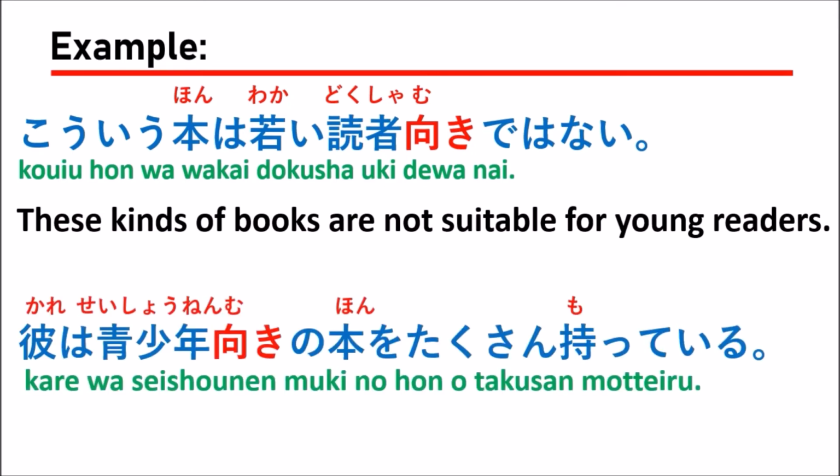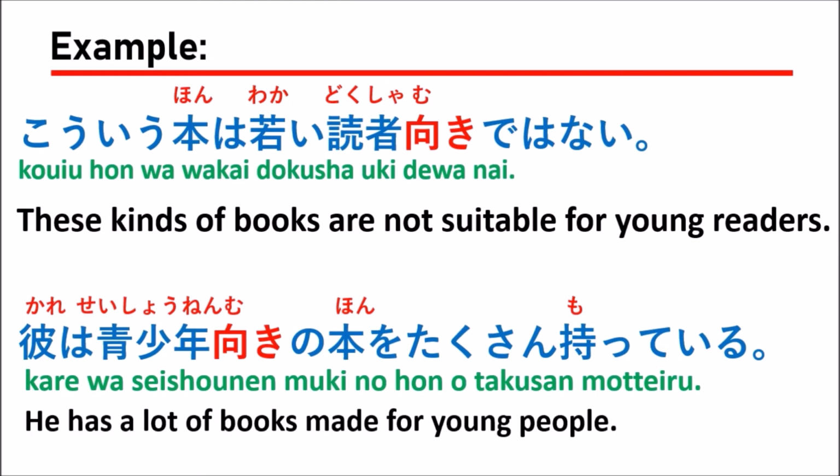The next example, 彼は青少年向きの本をたくさん持っている。Which means he has a lot of books made for young people.